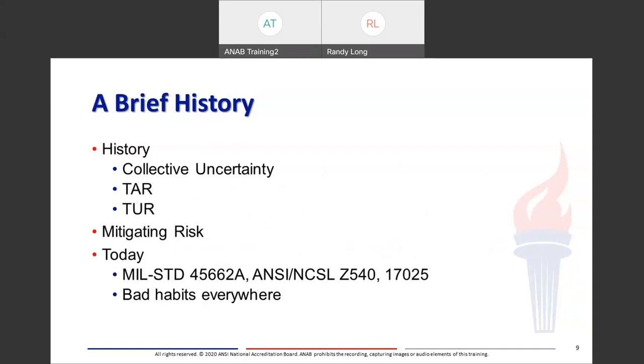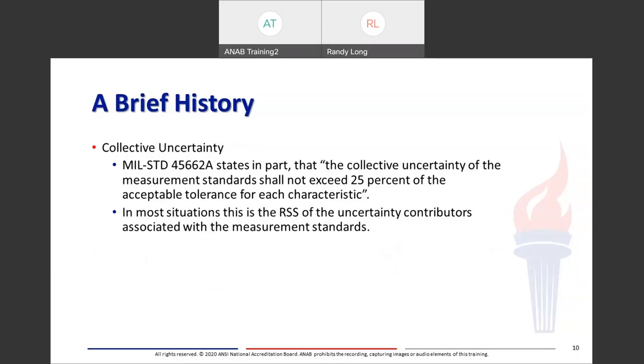A little bit of history. Collective uncertainty, TAR, TUR, mitigating risk, and where we are today. Mil Standard 45662, which was rescinded in 1994, stated in part that the collective uncertainty of the measurement standards shall not exceed 25% of the acceptable tolerance for each characteristic. In most situations, this was a root sum square of the uncertainty contributors associated with a measurement standard.